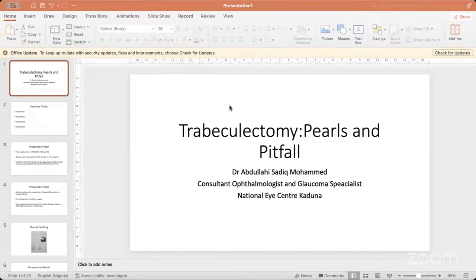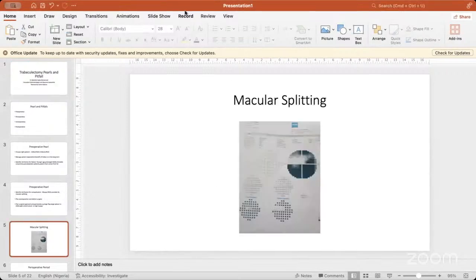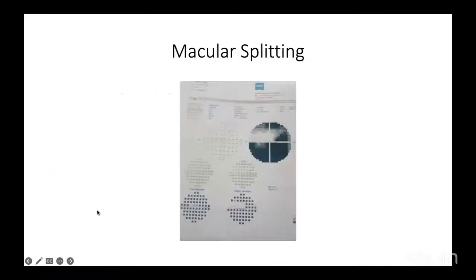So macular splitting, somebody is asking, how do you identify it on your visual field? This is CBF 10-2. Now, if you look at the inner four points, 1, 2, 3, 4, if you have any of these dark spots anywhere, that is macular splitting.